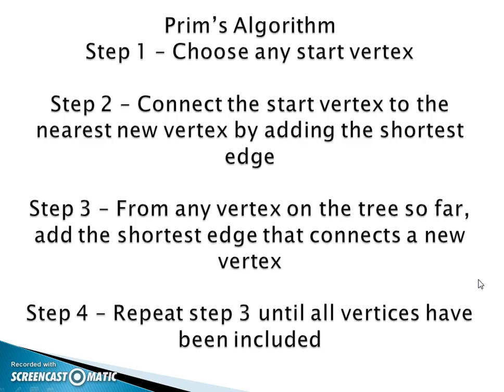It's step 3 where you need to be alert, because you don't just then carry on daisy chaining around the graph. The spanning tree can grow out of any of the vertices that you've chosen so far. So step 3, from any vertex on the tree so far, add the shortest edge that connects a new vertex. And that's important, we'll come back to that in a second. And step 4 is you just keep doing that.